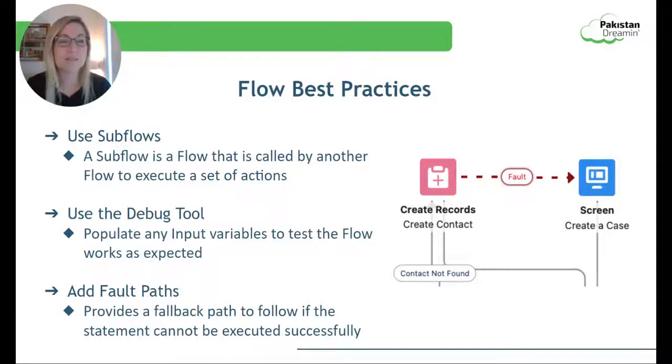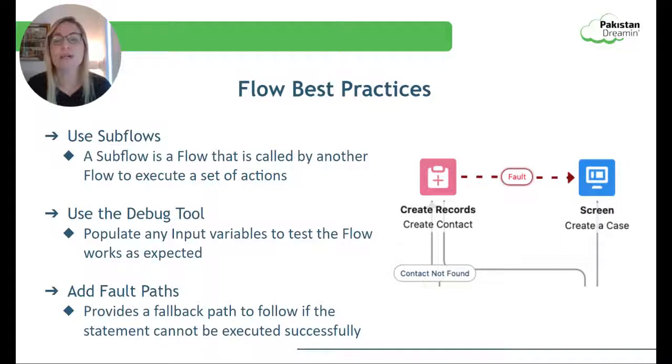It really is as simple as that. And then finally, add fault paths. So fault paths, again, we didn't have in workflow rules or in Process Builder, but a fault path provides a fallback path to follow if a statement cannot be executed successfully. Again, this sounds a bit scary and very developer heavy, but it's really not.